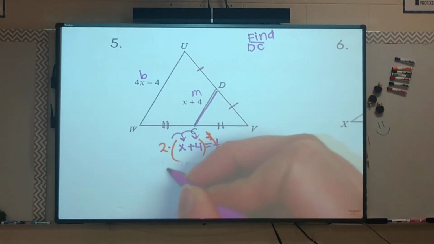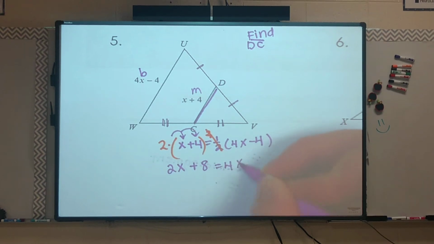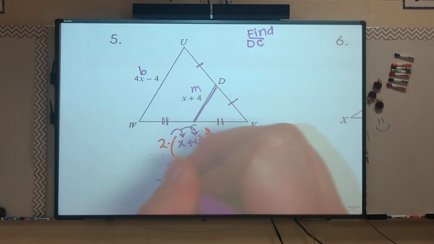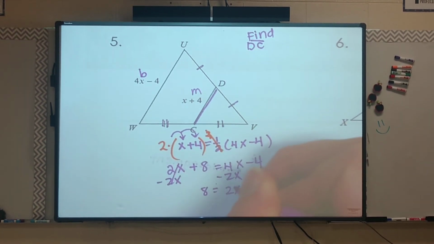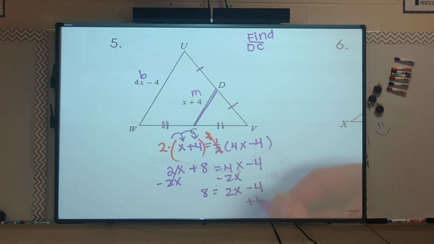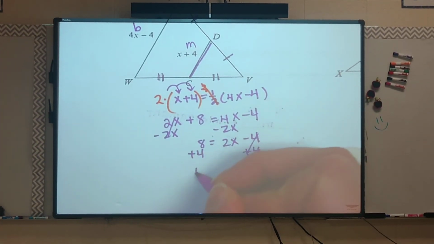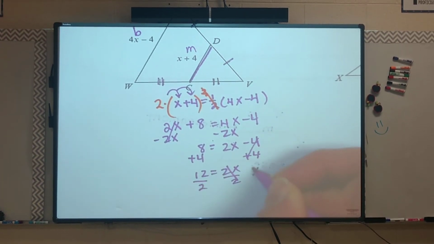And then distribute that 2 to both pieces. So 2 times x is 2x, 2 times 4 is 8. And I'm left with 4x minus 4 on the other side. So same thing we've been doing. Get all the x's together, and I'm going to be left with 2x. Get all the constants together, and I'm going to be left with 12 over here. So I should get that my value of x is 6.